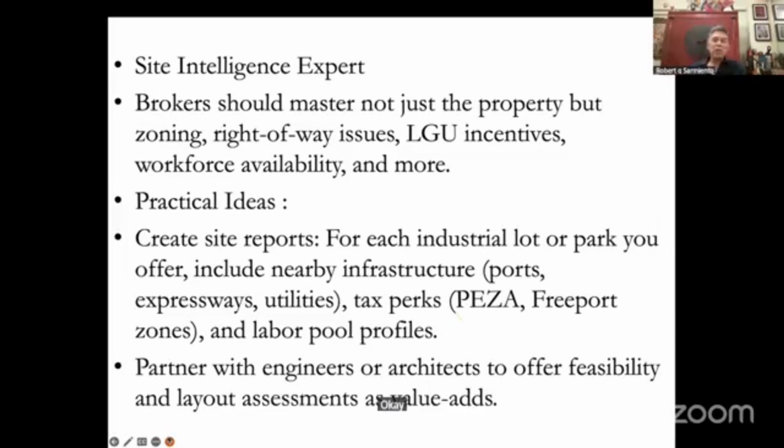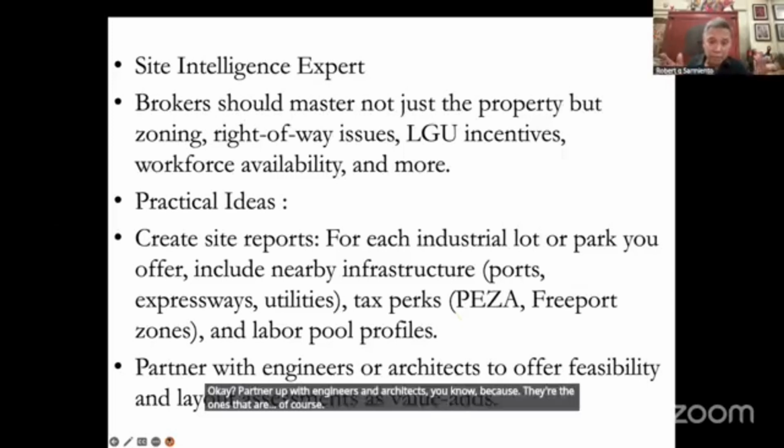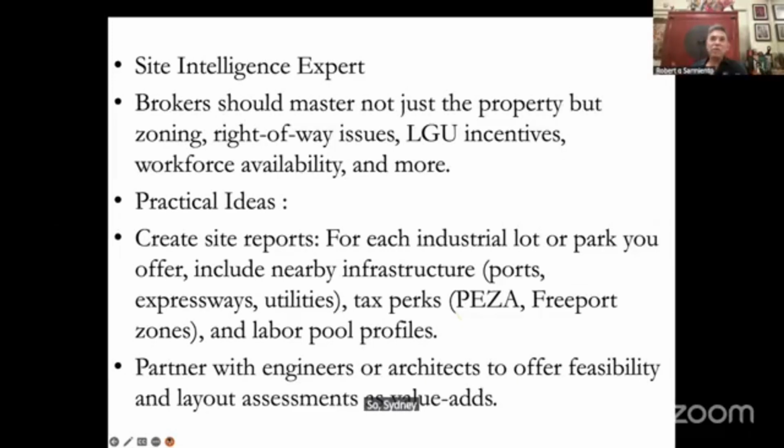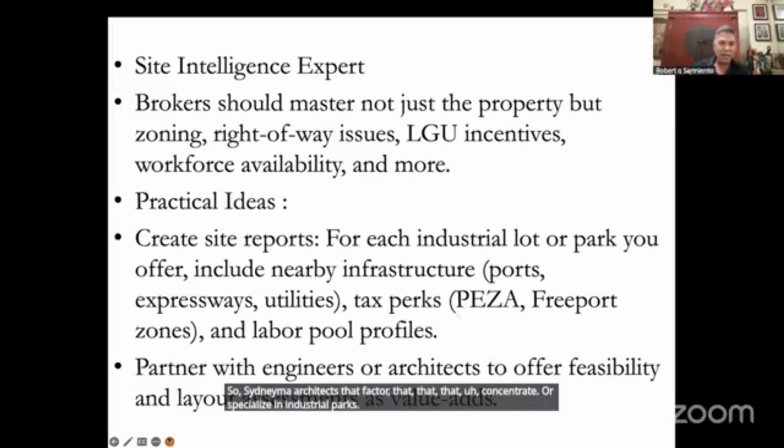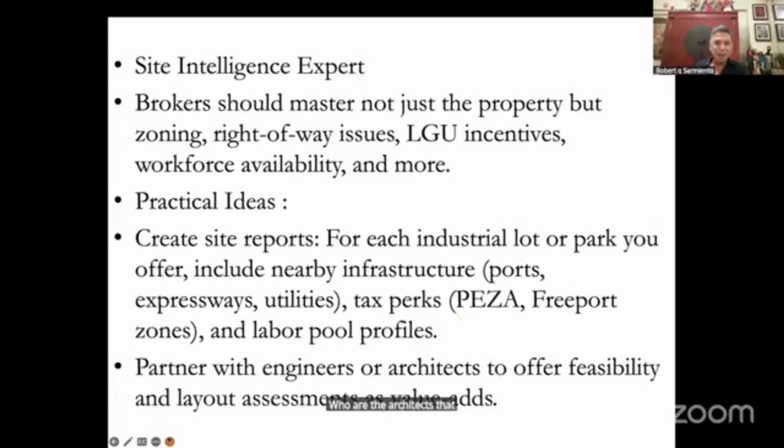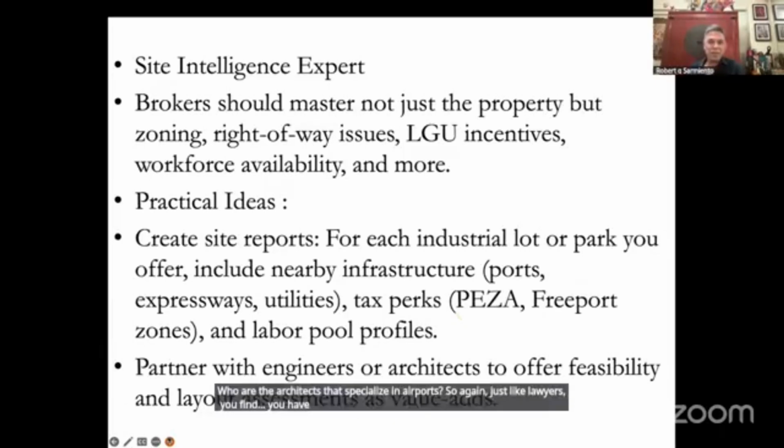Partner up with engineers and architects, because of course, it's not just any engineer, not just any architect. So, who are the architects that concentrate or specialize in industrial parks? Who are the architects that specialize in airports? So again, just like lawyers, you have to find the specialization. Same thing with architects, same thing with engineers, right? Next slide.